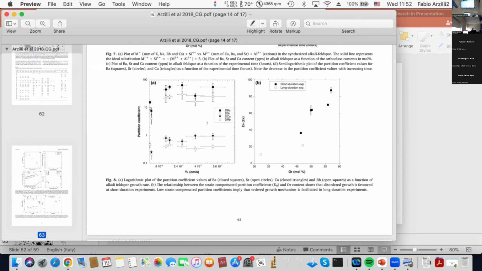Short duration is this one with the faster growth rate. So fast growth rate is, what's the x-axis? The x-axis is 10 to the minus 7, the growth rate. And instead the long duration is 10 to the minus 8. So it is growing like this, from slower growth rate, long duration to short duration, fast growth. So yes, there is a relation with growth rate.